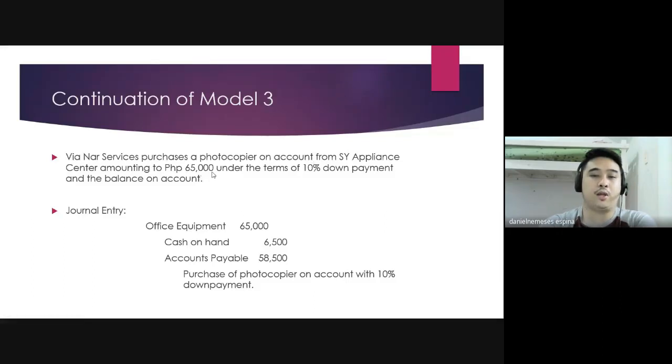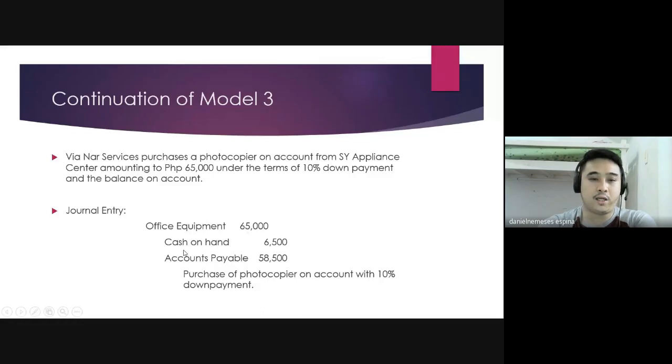So under the terms, 10% down payment and the balance on account. So nagbayad ka og 10% sa 65,000. The rest ana is your payable, imong bayronon in the future. So debit ka, office equipment. So same ra gihapon, although nagbayad ra kag 10%, the worth of the office equipment is still 65,000. So 65,000 imong i-debit. Then nag-credit ka, di ba?